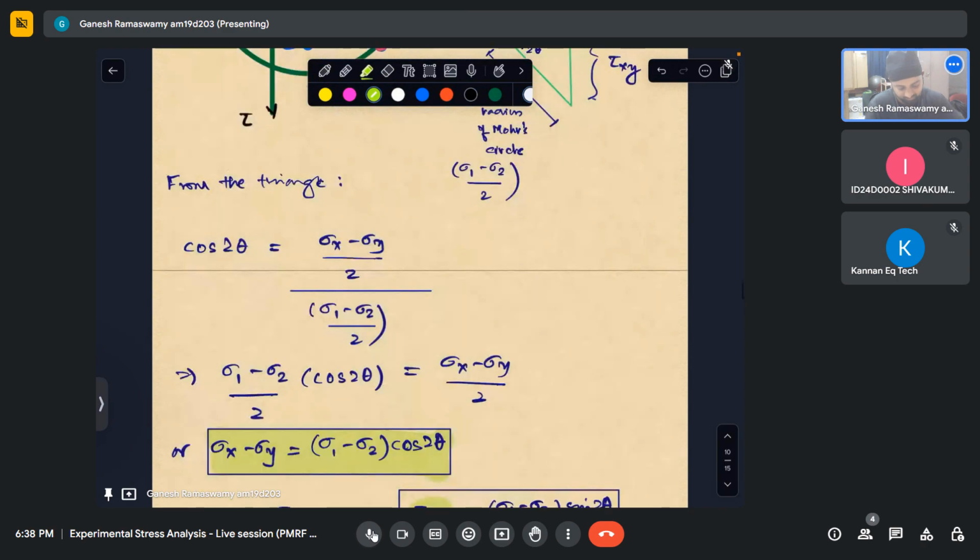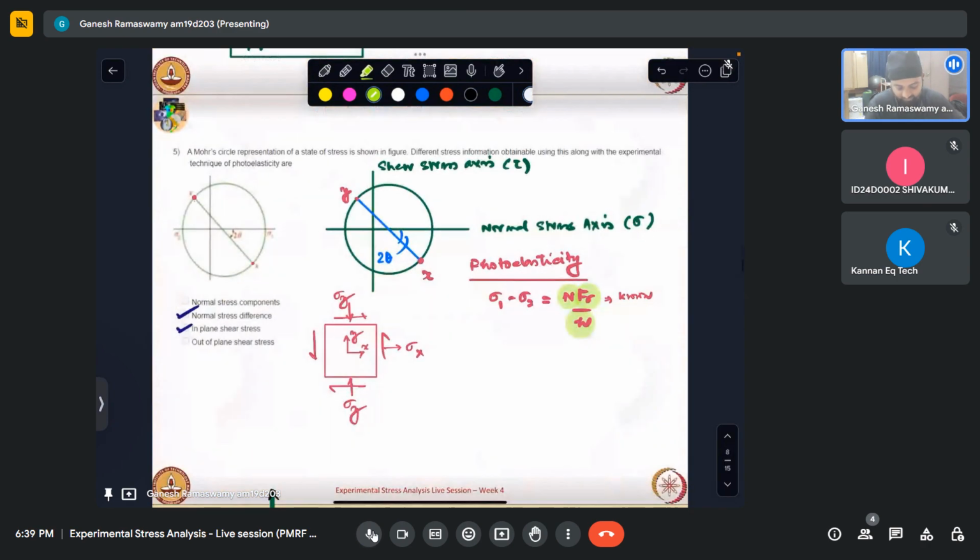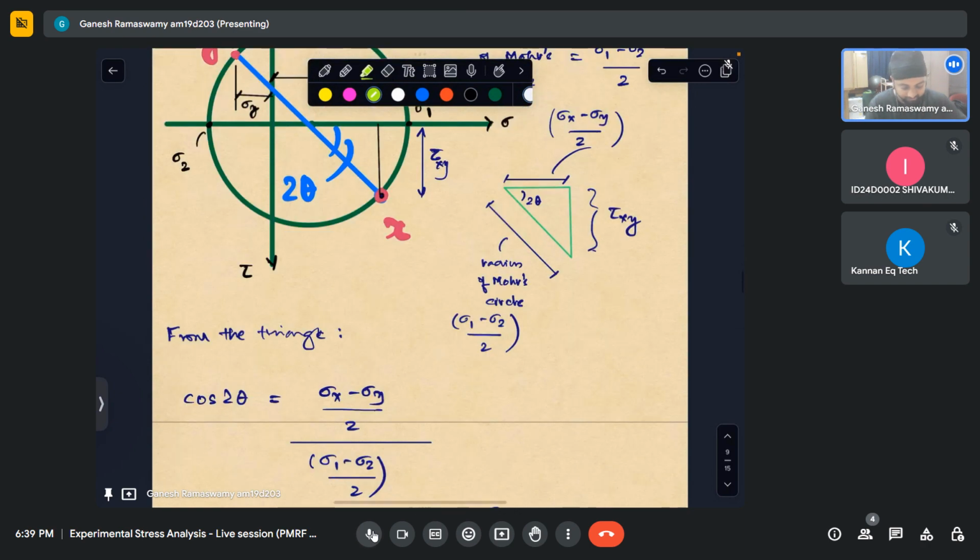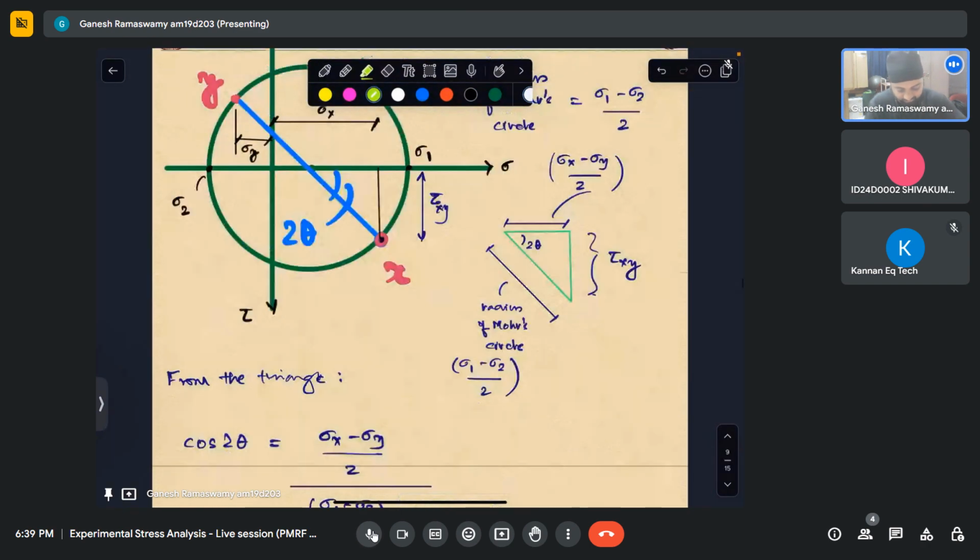But otherwise, for normal stress components, we need some additional information, but normal stress difference we can definitely get from photoelasticity. Okay, I hope that is clear. Are there any questions in what we discussed? Yes, sir, please go ahead.